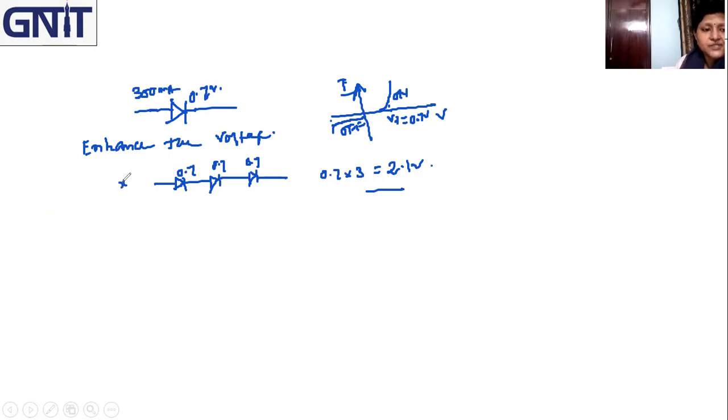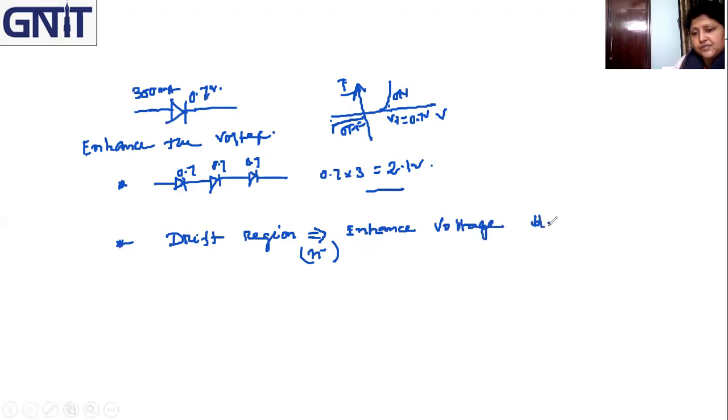Or there is a specified configuration that we will get, called the drift region. Through this drift region, basically, we can enhance the voltage. This will mainly be the n minus layer, which we will find in our device configuration. So that will enhance the voltage blocking property.